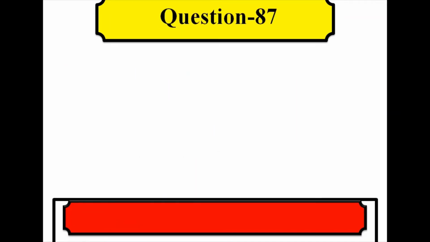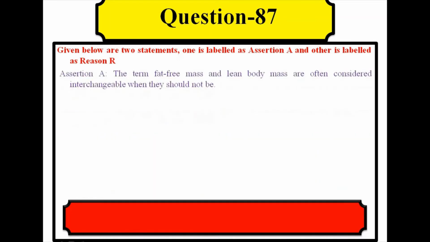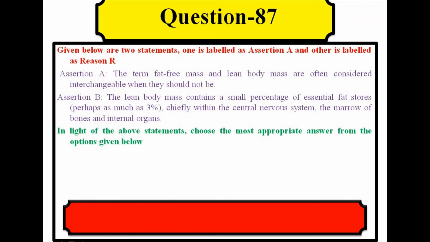Question 87. Given below are two statements, one is labeled as assertion A and other is labeled as reason R. Assertion A, the terms fat-free mass and lean body mass are often considered interchangeable when they should not be. Reason R, the lean body mass contains a small percentage of essential fat stores, perhaps as much as 3%, chiefly within the central nervous system, the marrow of bones and internal organs. In light of the above statements, choose the most appropriate answer from the options given below.